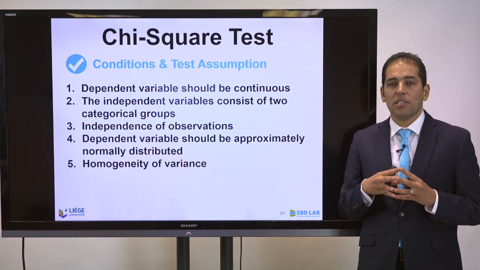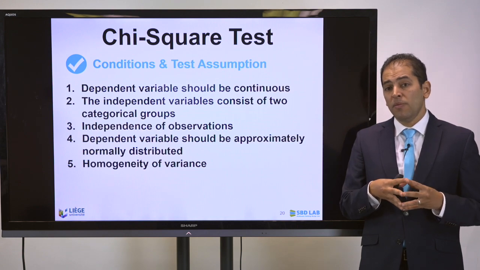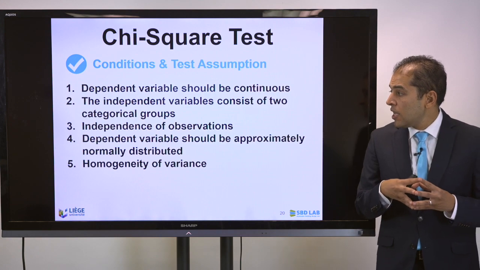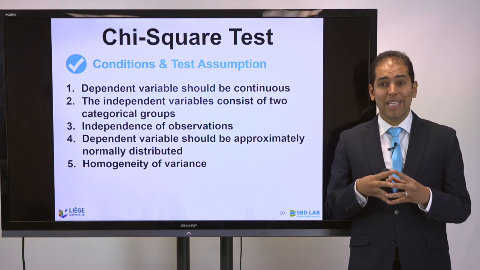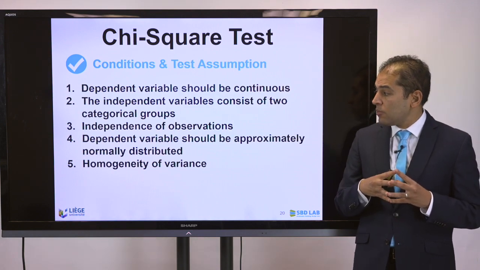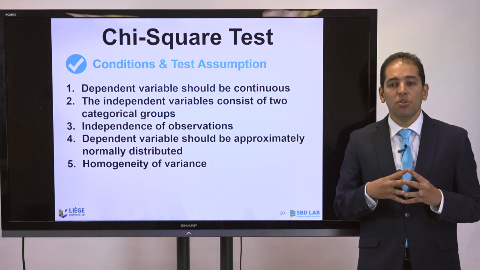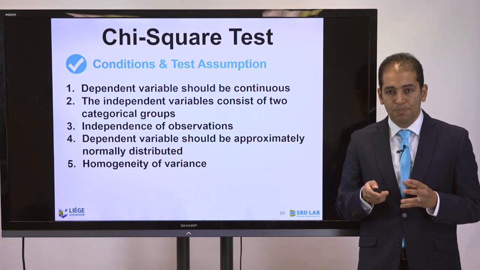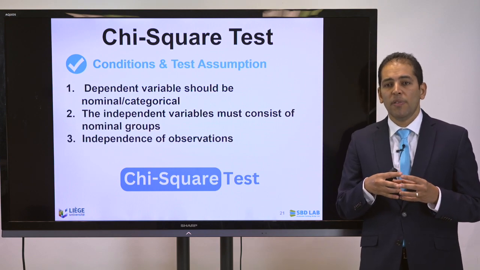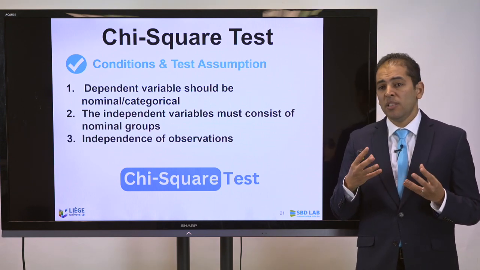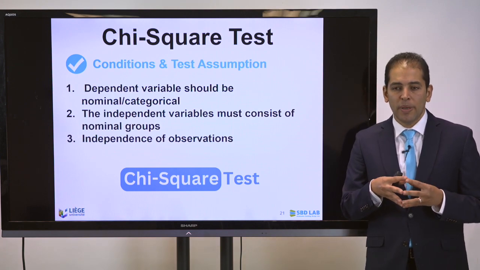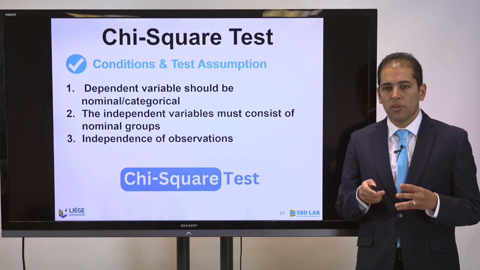Some conditions for successful chi-square tests: the dependent variable should be continuous. The independent variable consists of two categorical groups. The independence of the observation is a must, and we must have dependent variables. The dependent variable should be approximately normally distributed with a homogeneity of the variance. Also, another important condition for the chi-square test is that the independent variable should be nominal, categorical, consisting of nominal groups, and there is independence of the observation like we mentioned earlier on.